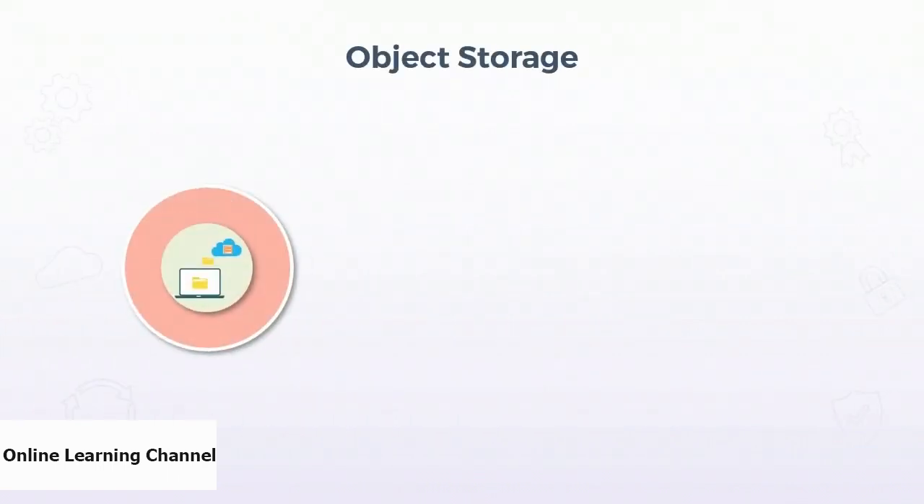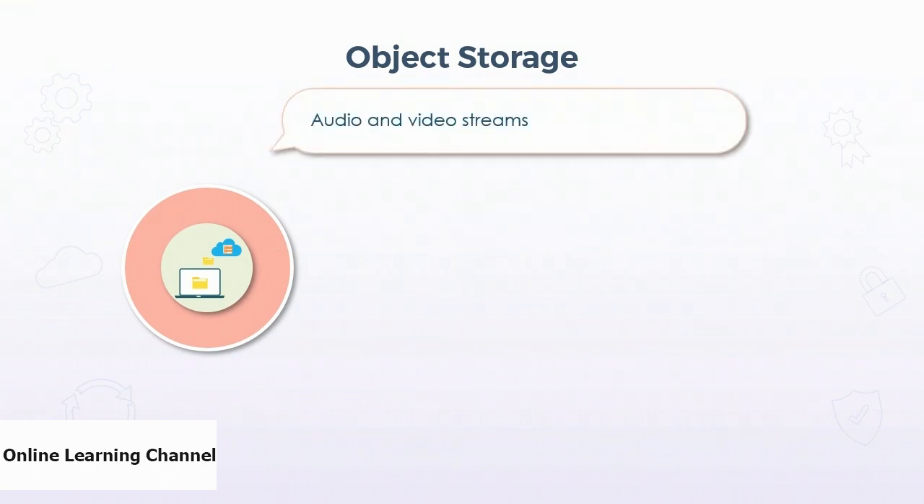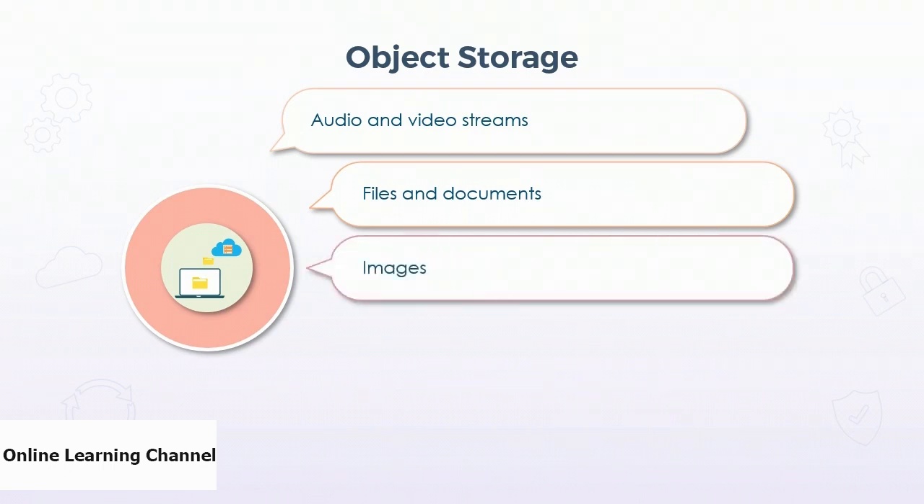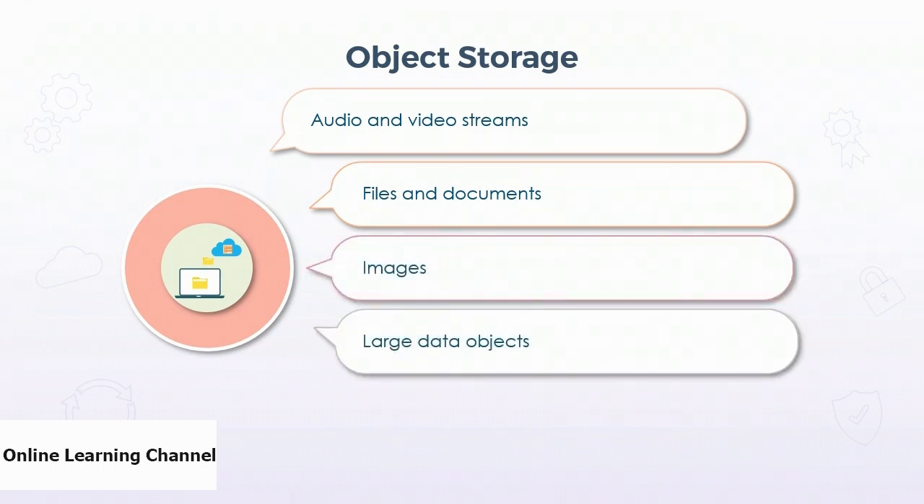Object storage. Object storage is raw, unformatted storage that we just want to put objects into, right? It's optimized for storing large amounts of, say, audio or video streams, image files. If your application needs to upload images, object storage is for you. It can be for files and documents. Maybe you need a file store where users can go and download some files. It's good for images and large data objects, right?